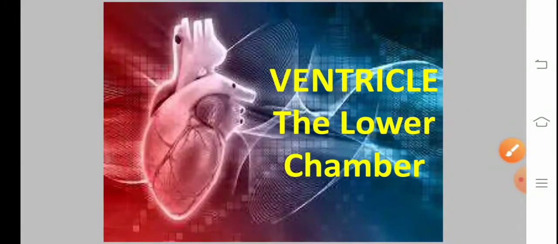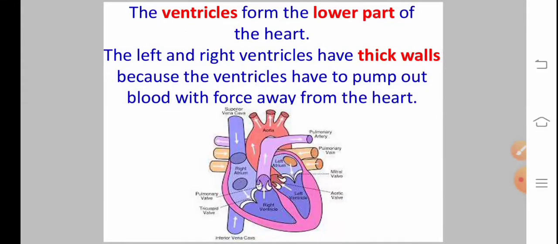Ventricle, the lower chamber. The ventricles form the lower part of the heart. The left and right ventricles have thick walls. Both ventricles are having thick walled outer covering because the ventricles have to pump out blood with force away from the heart.